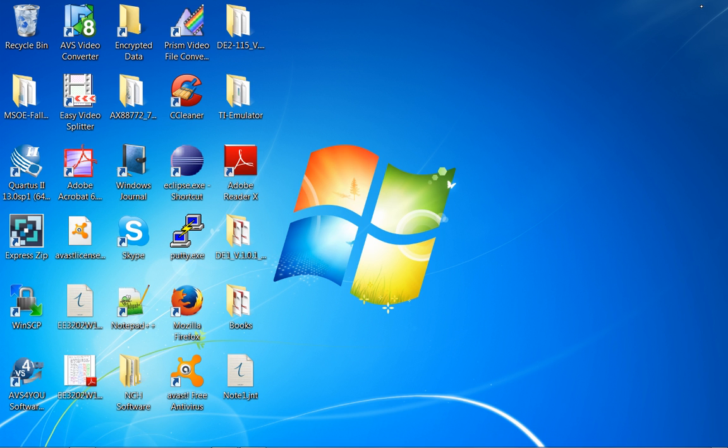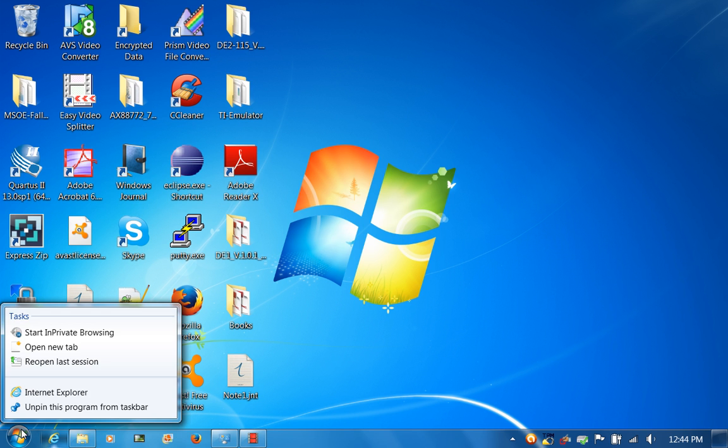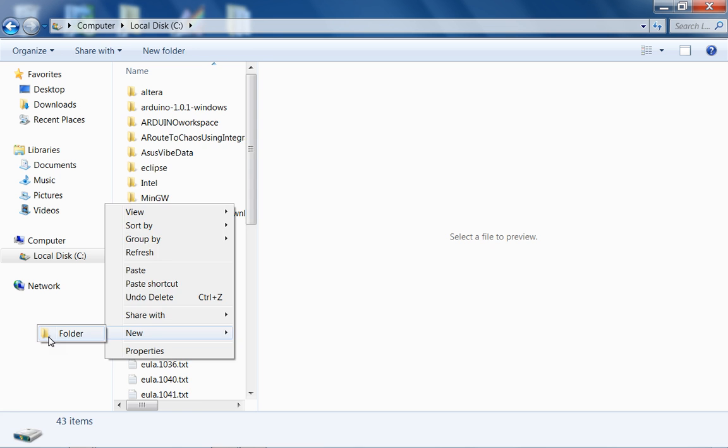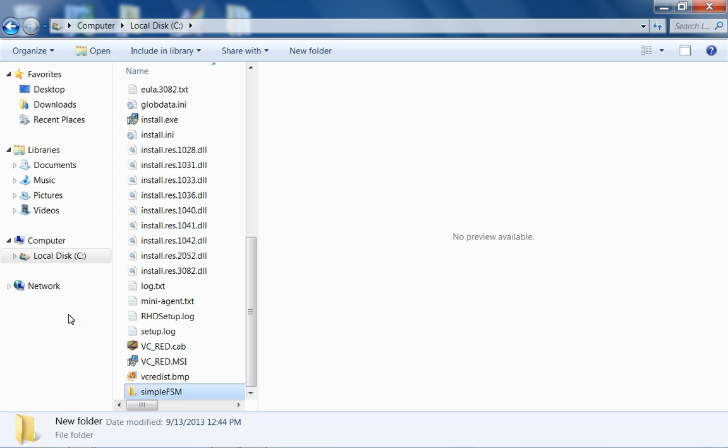So first thing we're going to do is create a new project. So let's go into Windows Explorer. Like I said, you want to create a project with a folder that has no spaces in it. So let's make a new folder, and I'm going to call this, obviously, simple FSM.